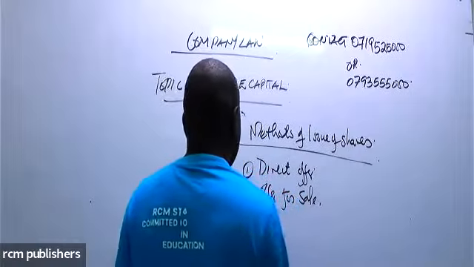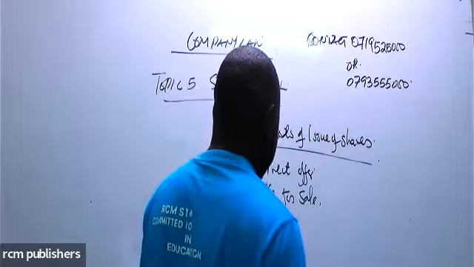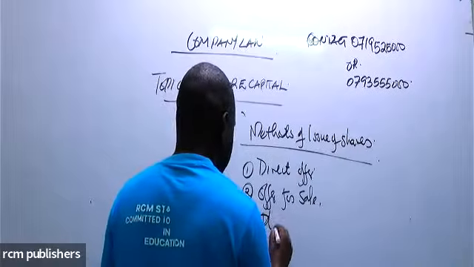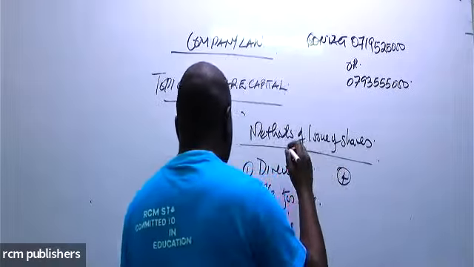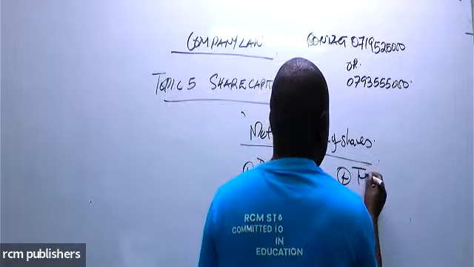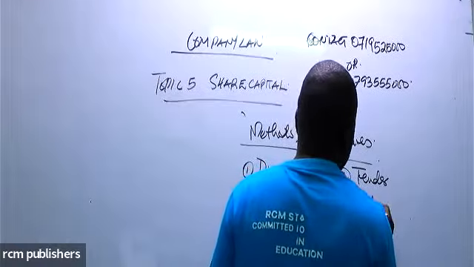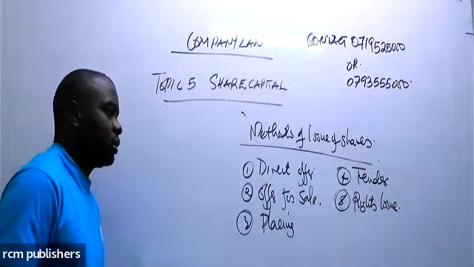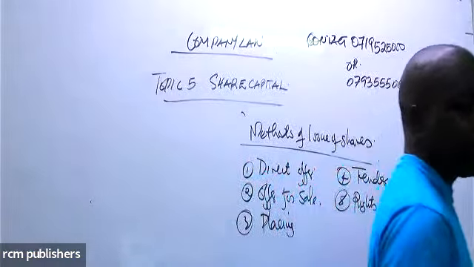It can be what we call placing. Then you can have tendering. Offer for sale, placing, and tender. Then you have what you call a rights issue. So direct offer is whereby the company directly is involved in having to issue the shares.